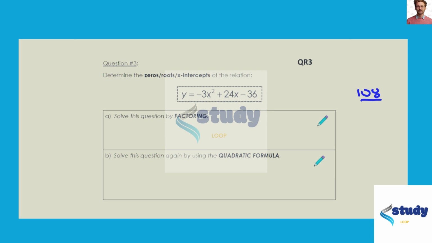So 108 is 6 times 18. And so 6 times 18 multiplies to 108 and adds to 24. What you do is you break down the middle term with those coefficients. So a positive 6x and a positive 18x. And then you use the grouping method.